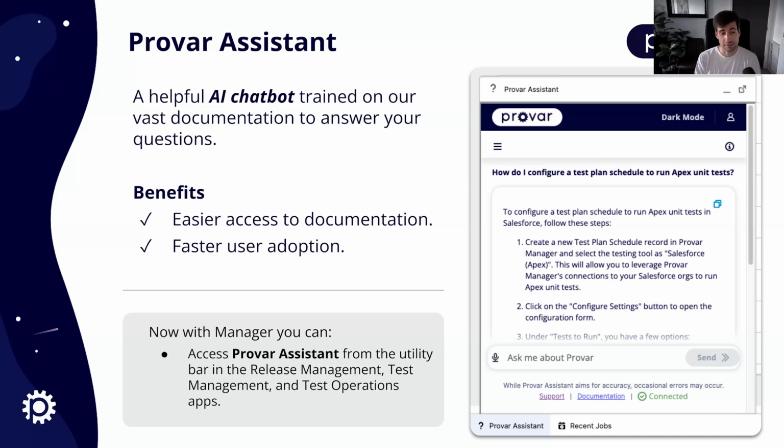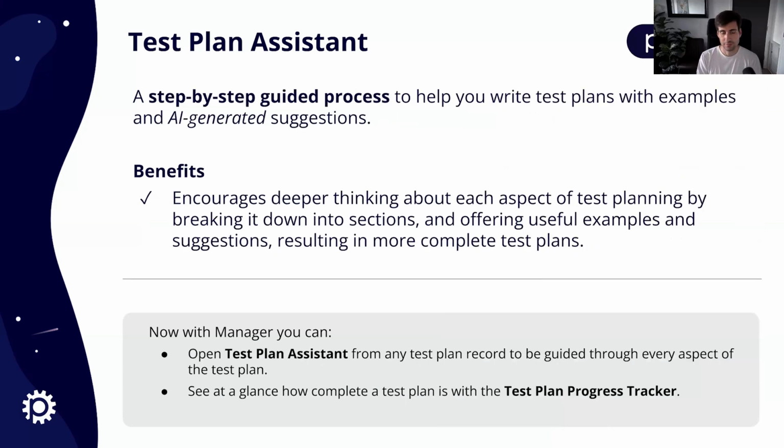What this also means is that users don't feel lost within the application, and hopefully user adoption is faster and they feel more at home within the application. So now with Manager, you can access Provar Assistant from within the utility bar. It appears at the bottom of the screen. You can open it and have a chat with it. And it's present in the release management and test operations applications. Let's move on to the next one. Thank you. And then Test Plan Assistant.